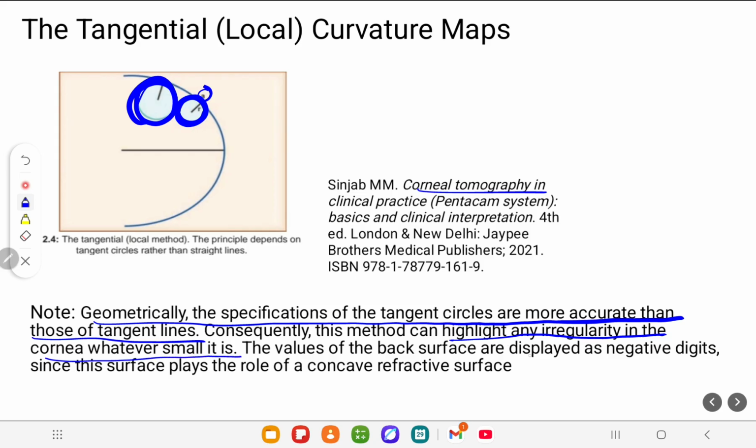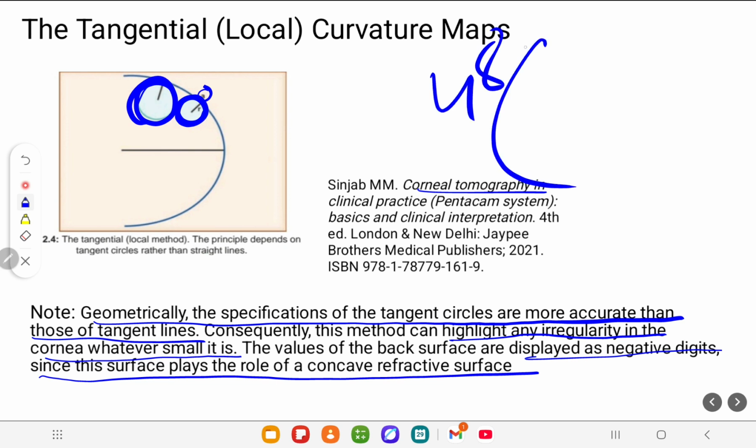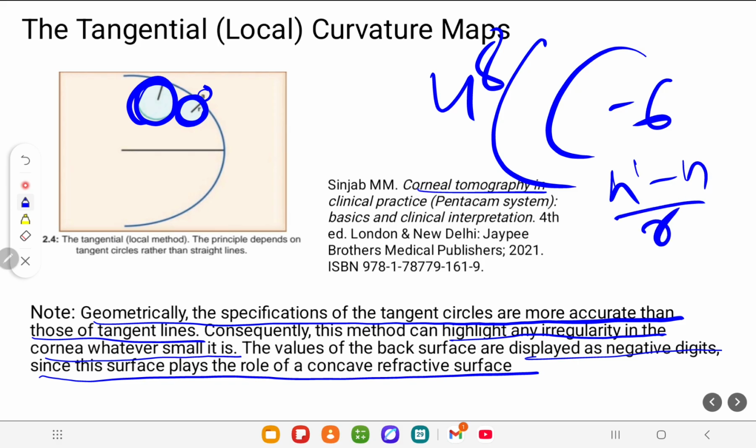The values of the back surface are displayed as negative, since the surface plays the role of a concave surface, isn't it? Front surface is 48, back surface is minus 6. Why is the back surface minus 6? n dash minus n divided by r. So here, n dash means what?